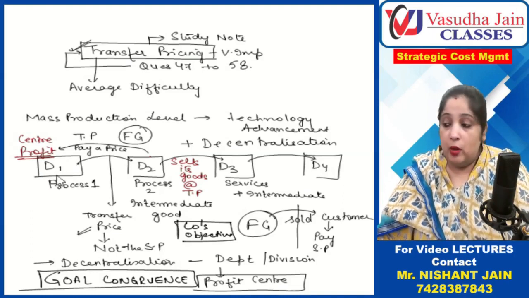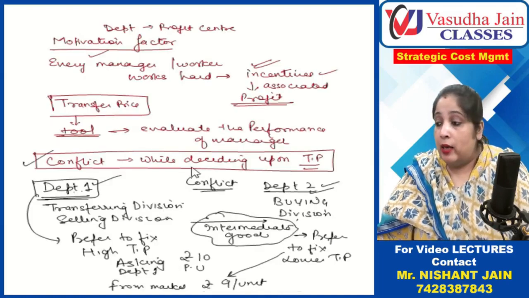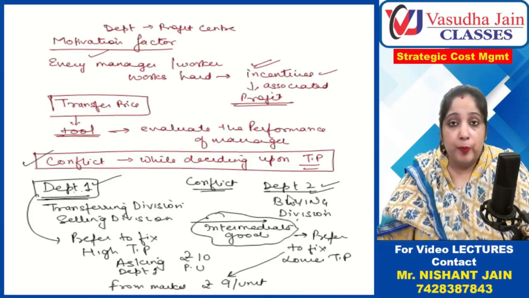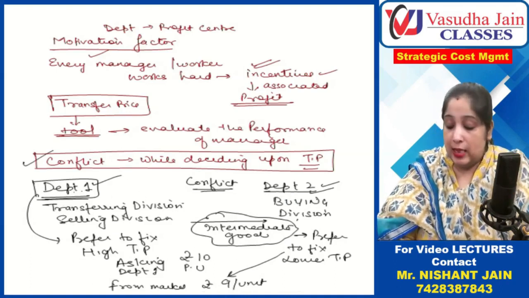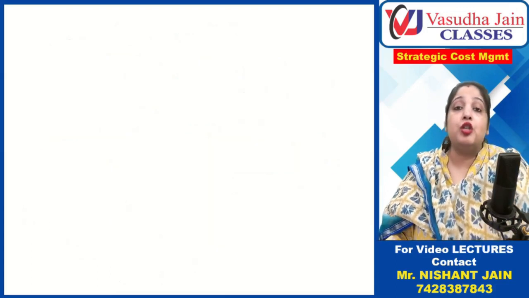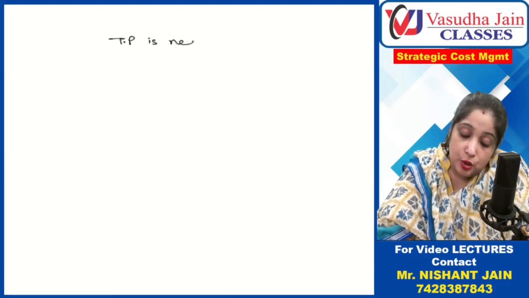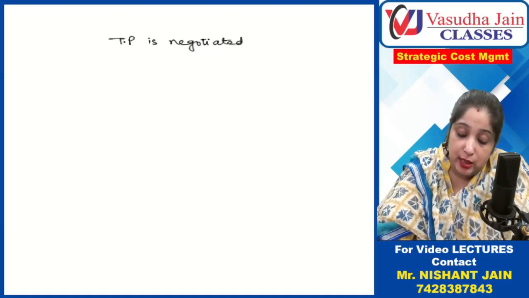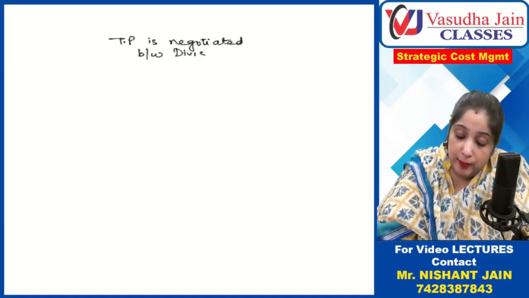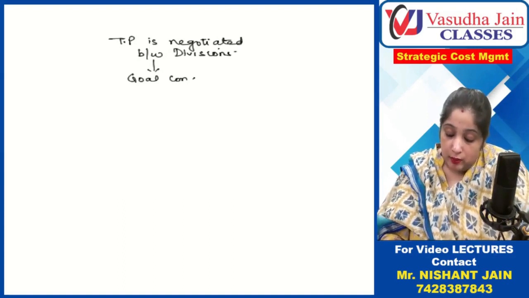It's okay to earn profit, to sell high and buy low, but it is not right to go too far. Will it be right that department 1 does not sell to department 2? Department 2 should buy from department 1. Hence, transfer price is negotiated between departments. What the price should be between the departments or divisions, whatever you call them, should be properly negotiated, in such a way that they do not forget the company's goal congruence aim.